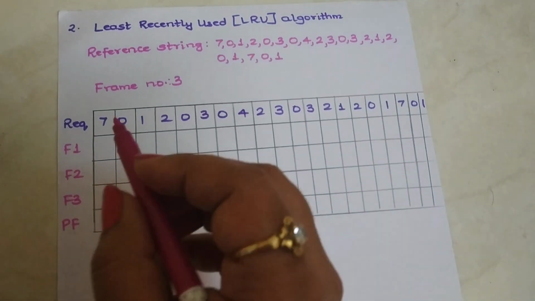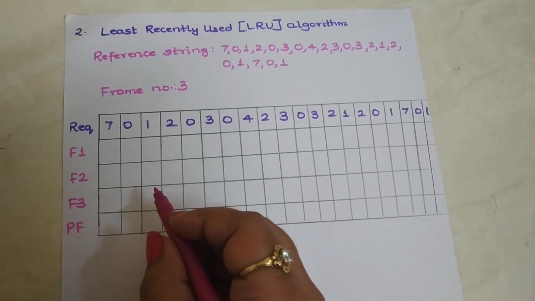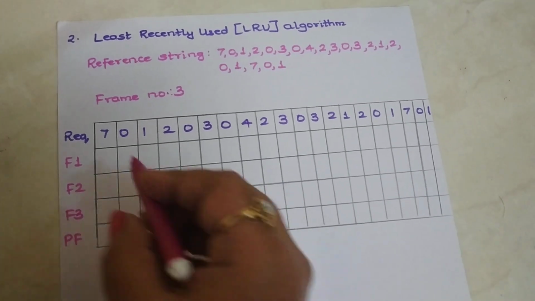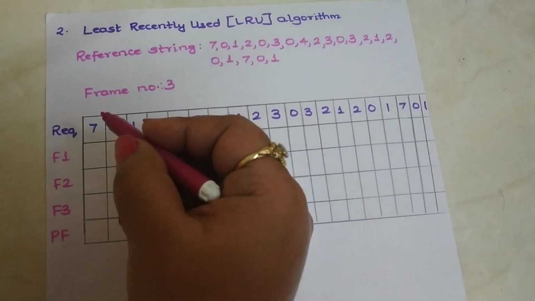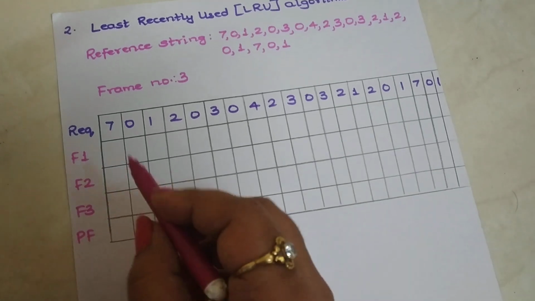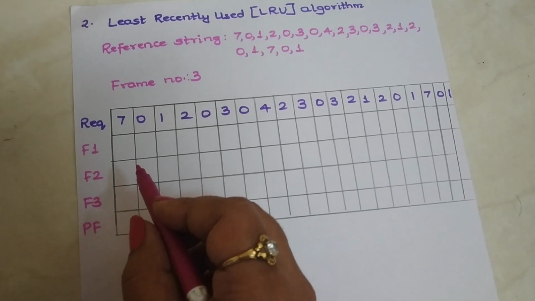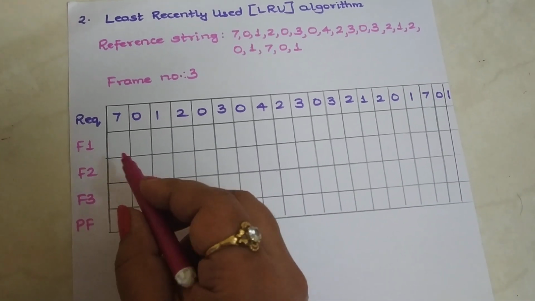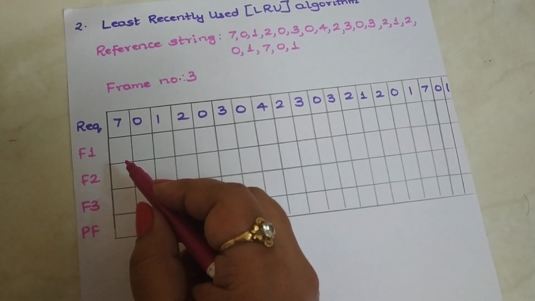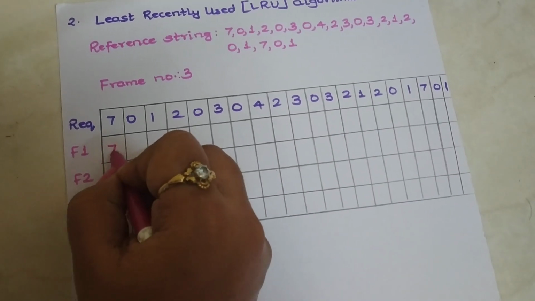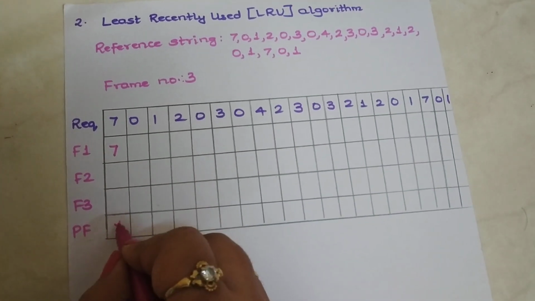Now let us start. What happens in least recently used? Whichever page is least recently used will be replaced. Now just pay attention. The CPU wants to request page number 7. The frames are empty, so the page is not available. That means it is a miss. So we have to go to the secondary storage and bring that page into the main memory. We have brought 7 into frame number 1, so it is a page fault.